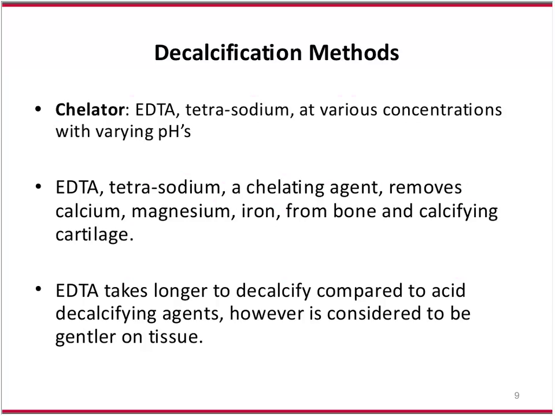So when we're talking about decalcification methods, I mentioned some acids. Now I'm going to go on and talk about chelators. A chelator, such as EDTA, tetrasodium, at various concentrations and varying pHs. EDTA tetrasodium, a chelating agent, removes calcium, magnesium, iron from bone and calcified cartilage. EDTA takes longer to decalcify compared to acid decalcifying agents. However, it's much, much gentler on the tissue.